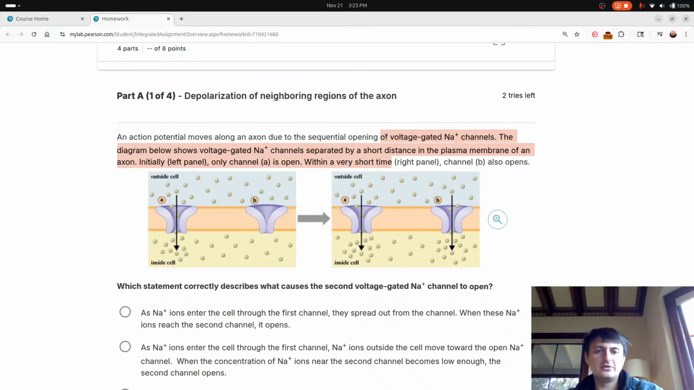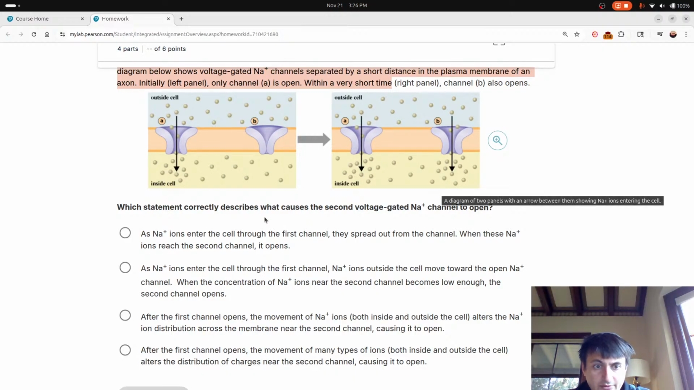An action potential moves along an axon by sequential opening of voltage-gated sodium channels. The diagram below shows voltage-gated sodium channels separated by a short distance in the plasma membrane of an axon. In the left panel, only A is open. Within a short time, B also opens. Which statement correctly describes what caused the second one to open?